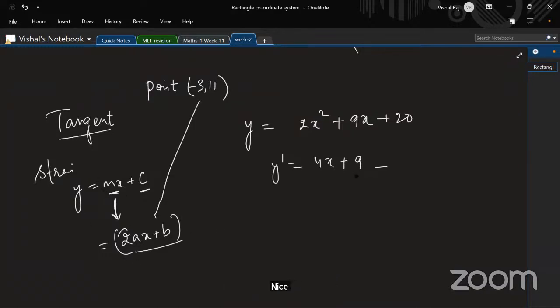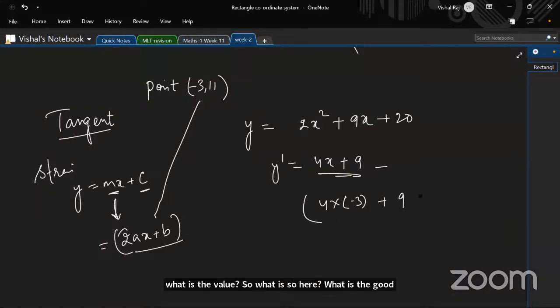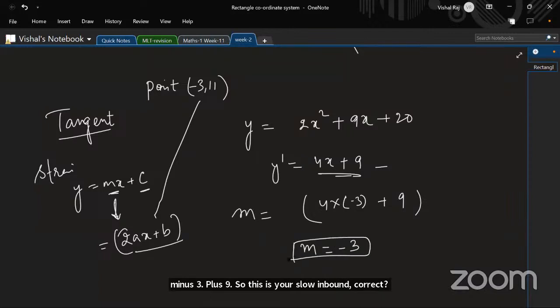So what is the slope you are getting? 4 into minus 3 plus 9. So this is your slope M value, correct? Yeah, sir. To calculate this M, what is the value you are getting? Minus 3. I can calculate, sir. Minus 3. Okay. So your equation got changed into minus 3x plus c.